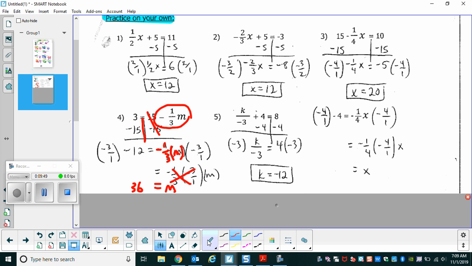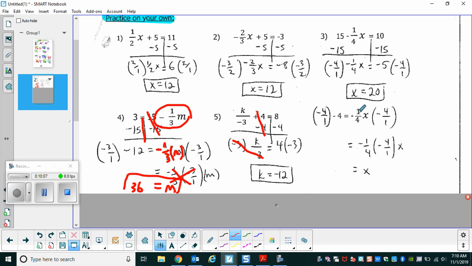All right. For number 5 here, you should have gotten a negative 12, and so when you subtract the 4, that canceled out, and then you have a denominator here that's a negative 3, and since your denominator is a negative 3, we're multiplying both sides by that for it to cancel out, and we get k is negative 12.